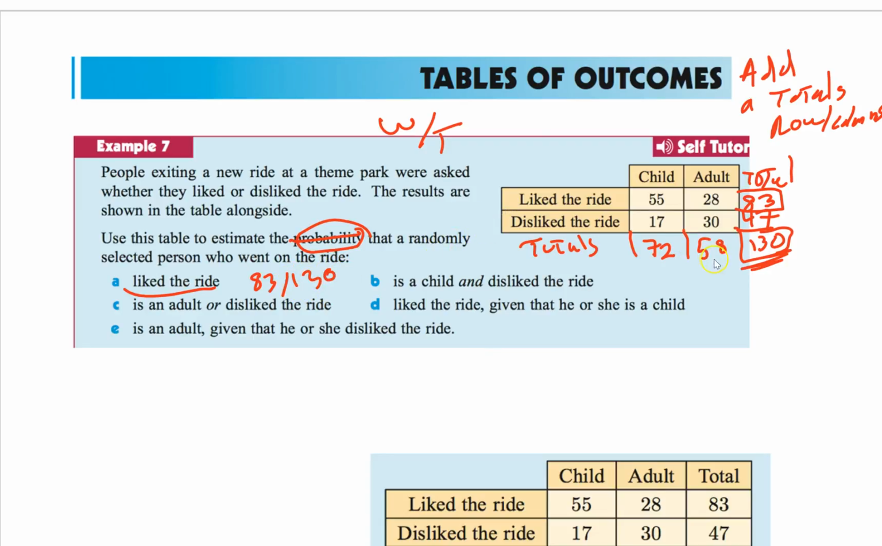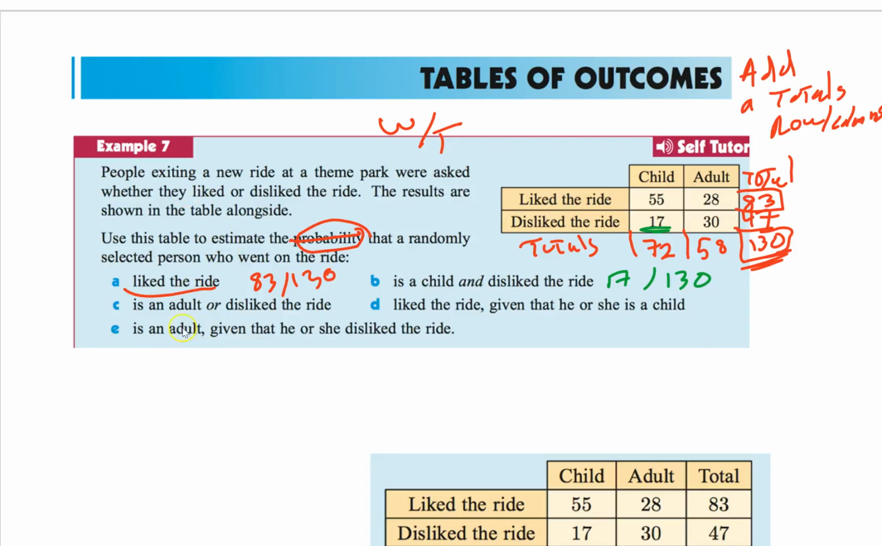Then you can get a little more specific, like right here. Is a child and disliked the ride? What are the odds that it's a child and they didn't like the ride? Well, you have it. Child disliked it, 17 out of the whole total, 130.